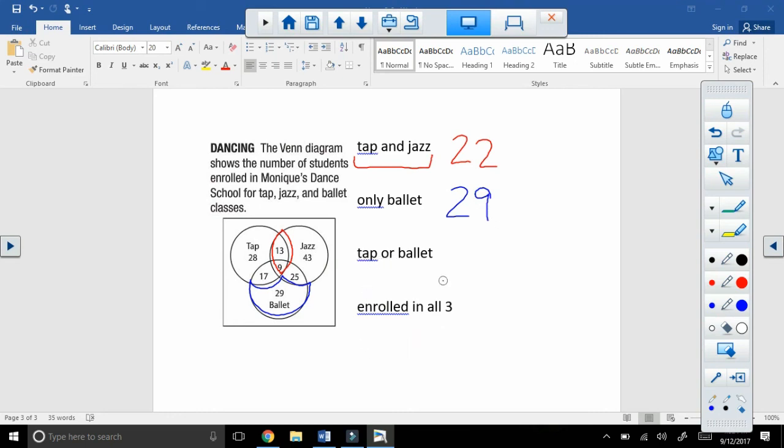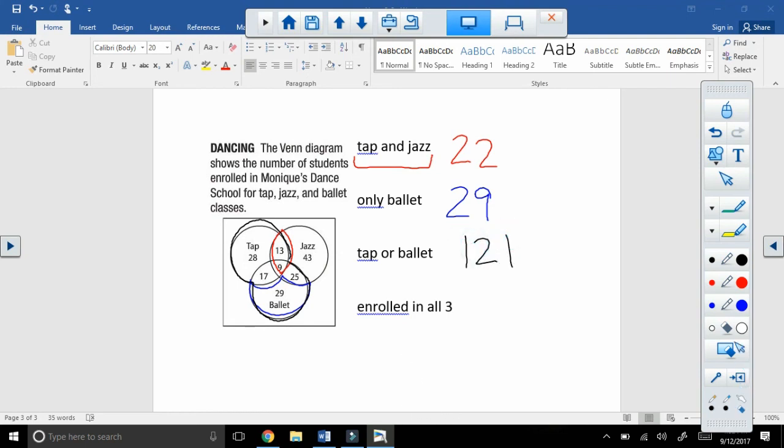Okay, where it says here tap or ballet, let me get a different color. So tap or ballet, that includes every kid that does tap and every kid that does ballet. So that actually includes all of these kids, with the exception of these 43 that do jazz. So what I would do is I would add all of those up. I have seen students here, they add up all the kids that do tap and all the kids that do jazz or ballet, and they add those numbers together, but then they're actually counting those twice. So when you add up these numbers here, you should get 121.